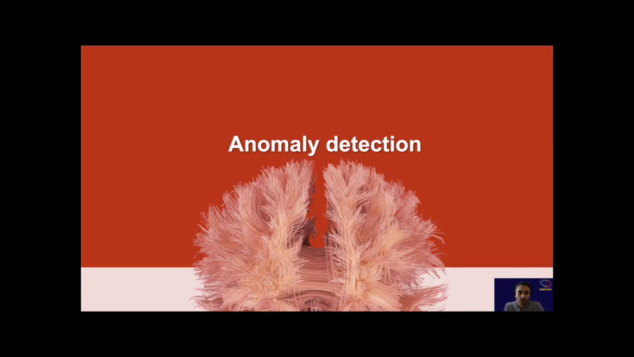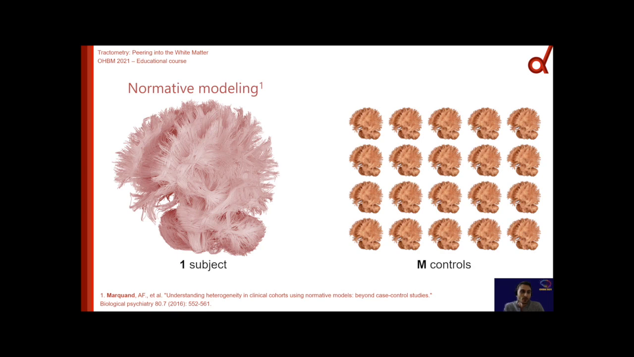Okay, so for the last portion of the talk, we're quickly going to go over anomaly detection. So before understanding anomaly detection, there's kind of a bigger overarching framework, which is called normative modeling, which is really trendy these days in the field, where basically you try to compare one subject against a group of healthy controls and try to see, is this subject part of the same distribution of the group, or how far is this subject deviating from the norm, for example.